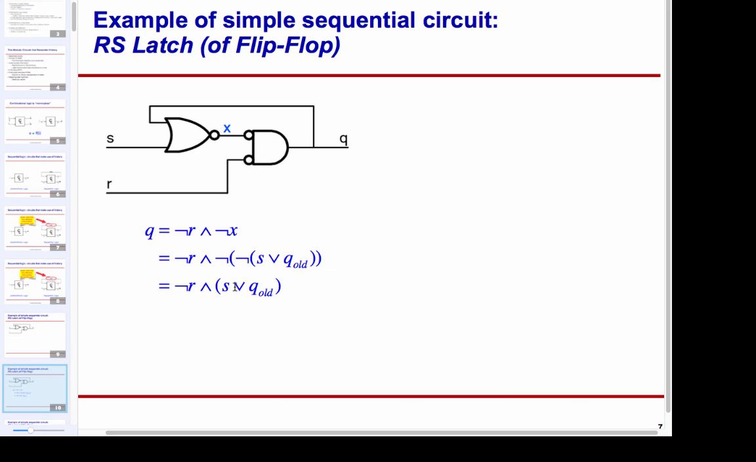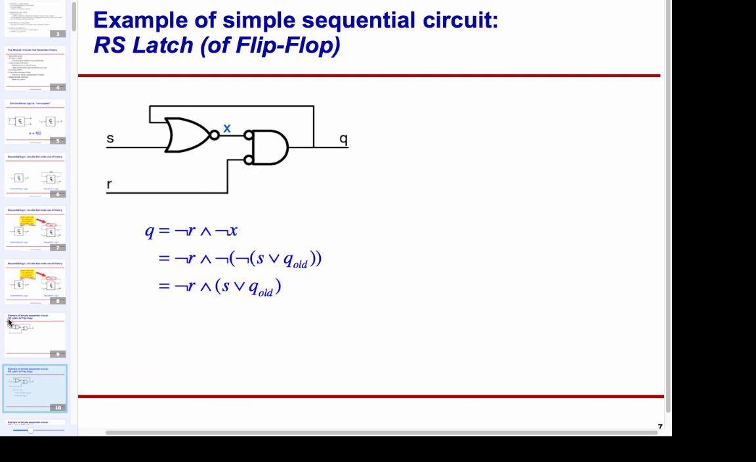So let's see. If, let's say, R was 1, then Q is 0 unambiguously. If R is 0 and S is 1, then also Q is 1 unambiguously. But if R is 0 and S is 0, then Q is Q old. So now the circuit holds its value.